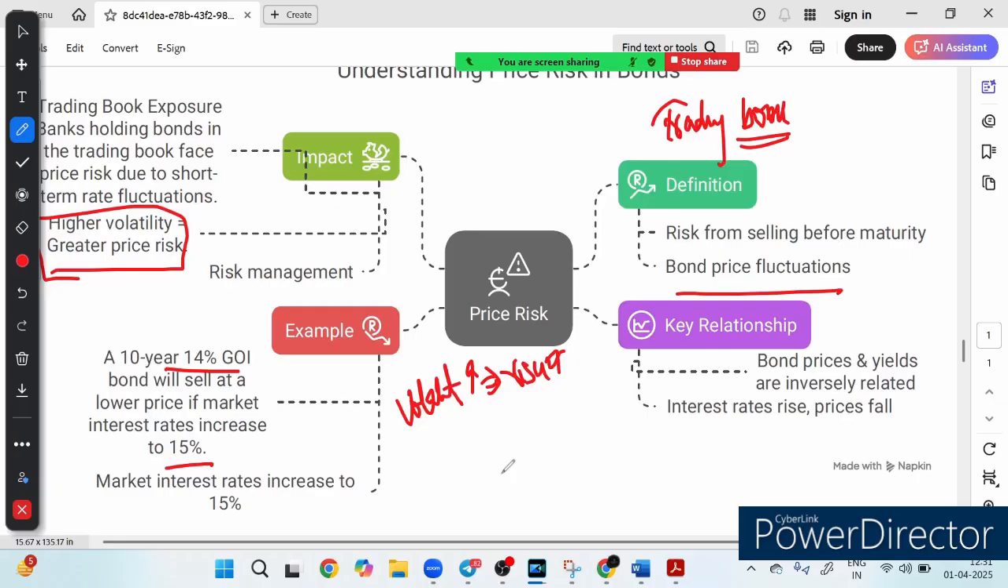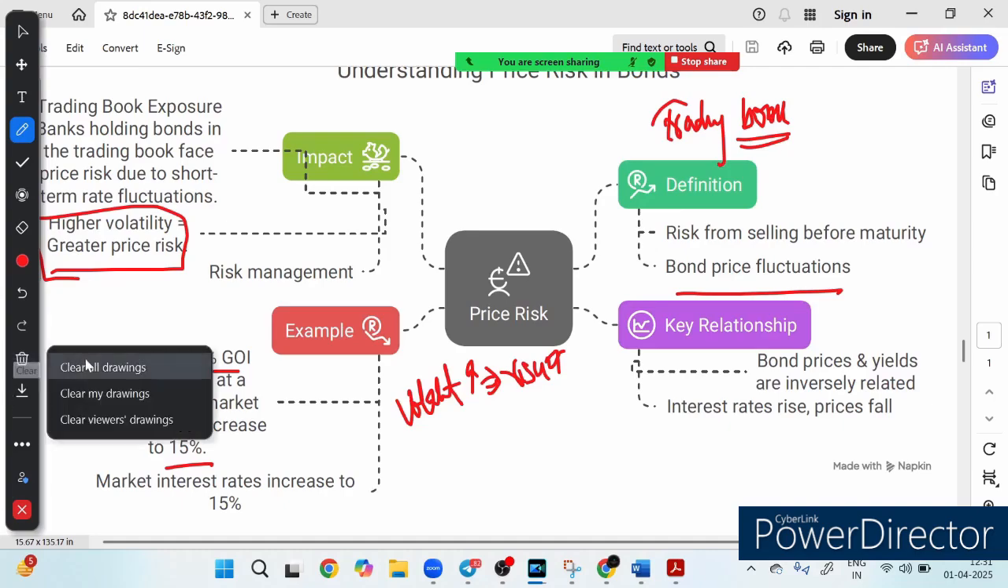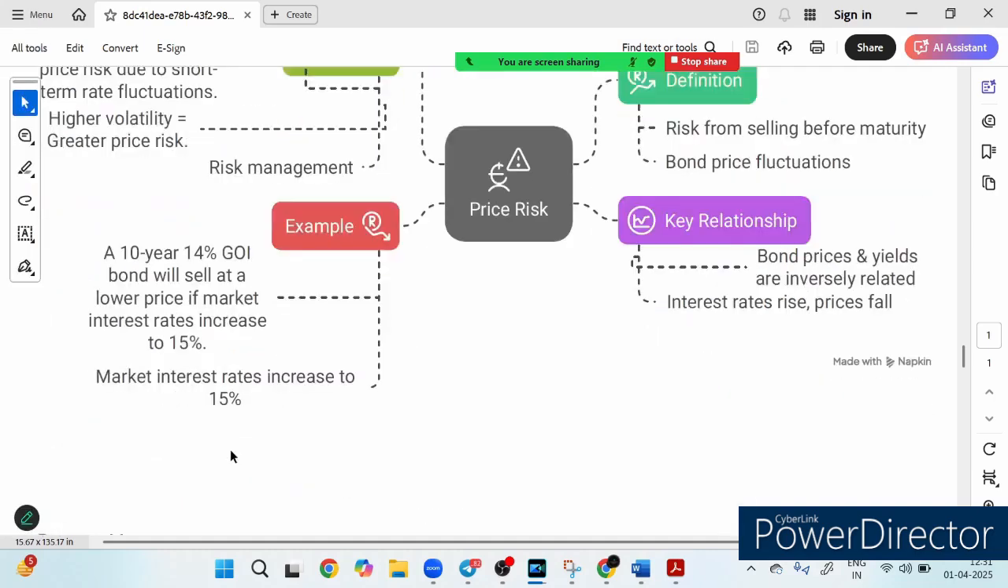So understanding price risk is crucial for banks and investors alike. Managing it well means better financial stability. So I hope this risk is clear. What is the meaning of price risk?